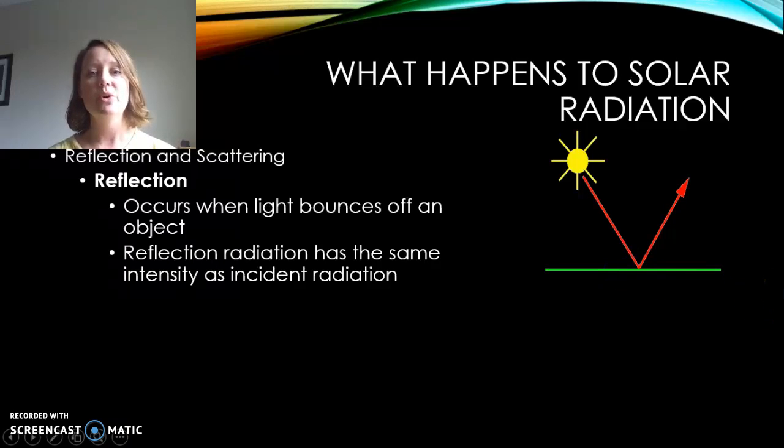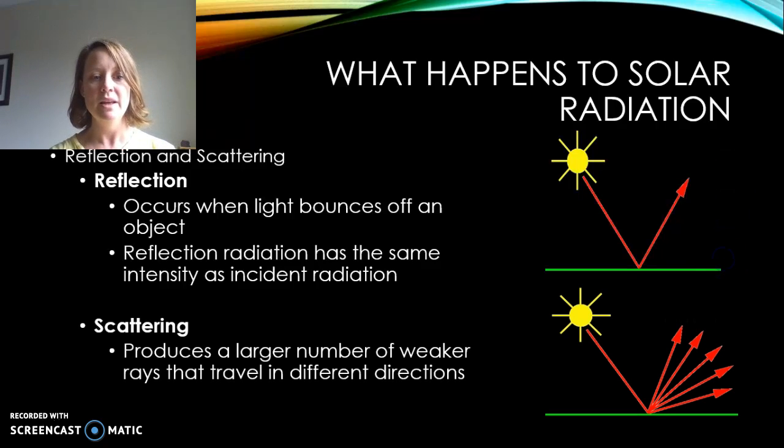Okay, so some of the solar radiation that is not absorbed is reflected or scattered. Reflection occurs when the light simply bounces off an object. The light or energy that's reflected has the same intensity as the incident radiation. So if you're looking at a mirror and sunlight's bouncing off, it's going to affect your eyes just the same way as it would to look directly at the sun. Scattering, on the other hand, produces a large number of weaker rays because you're scattering the light and it travels in different directions.